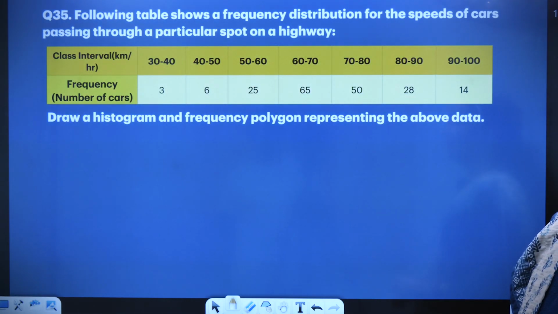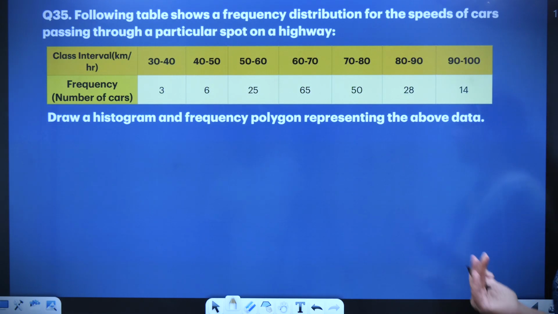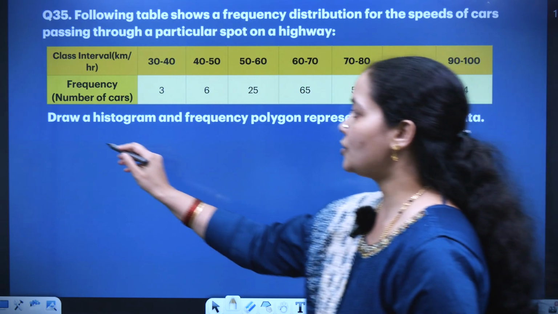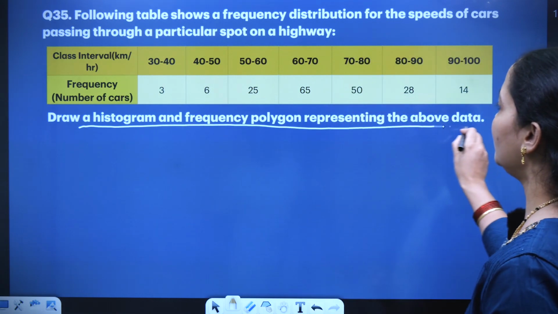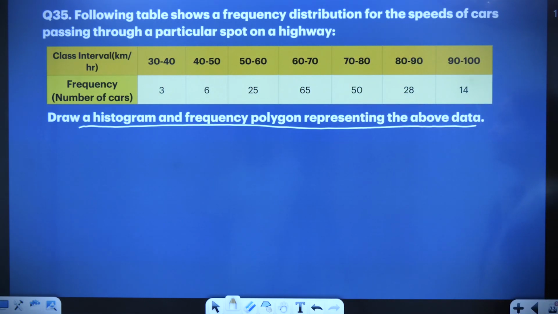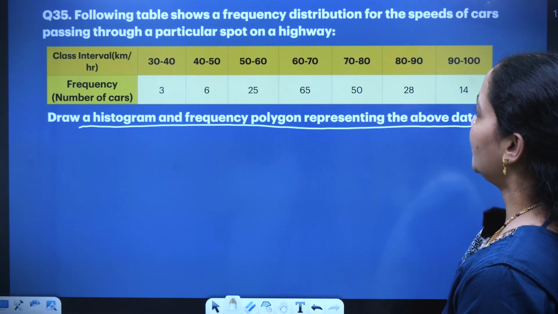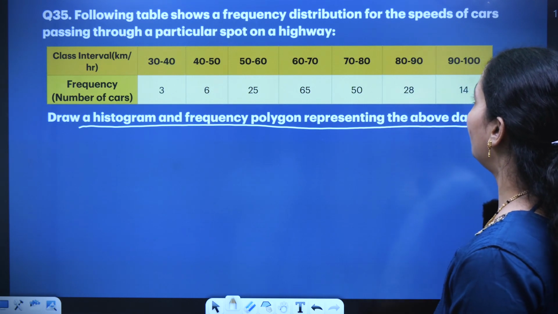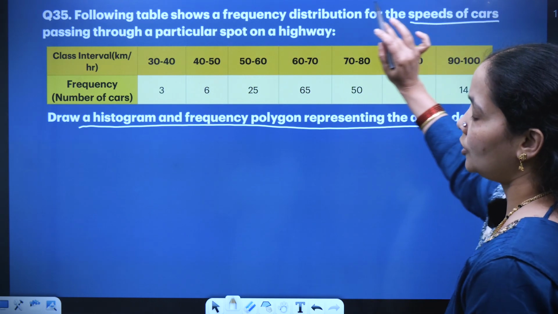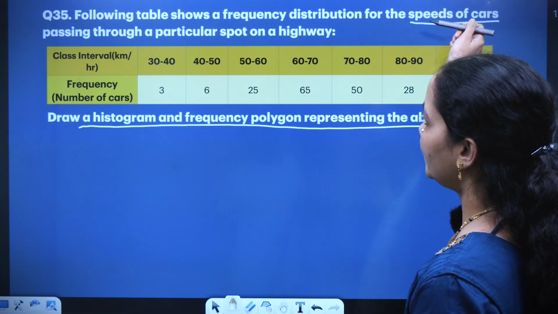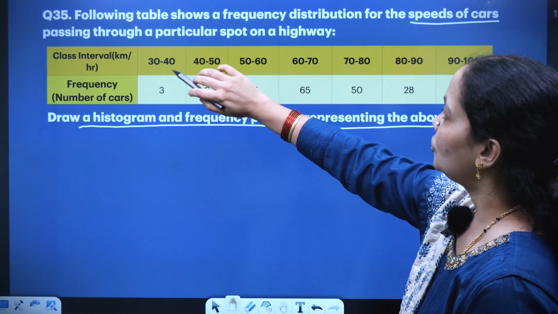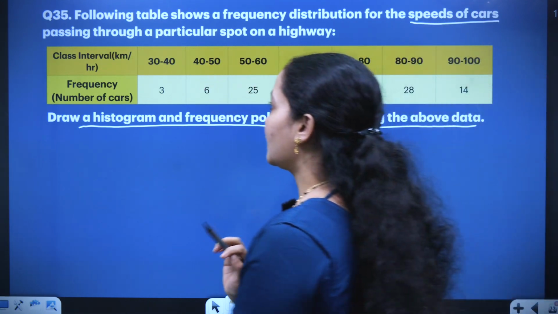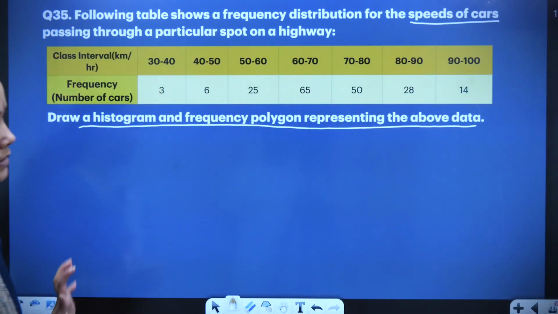Now moving to the 35th question. There's a table given here. The question, as we see, is based on statistics. I have to draw a histogram and a frequency polygon for the given data. The following data shows the frequency distribution for speed of cars through a particular spot on a highway. Class intervals are given and frequencies are given.